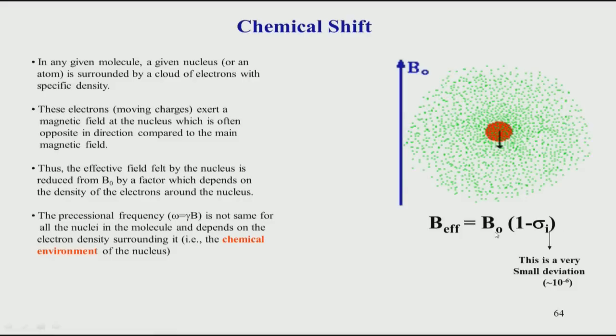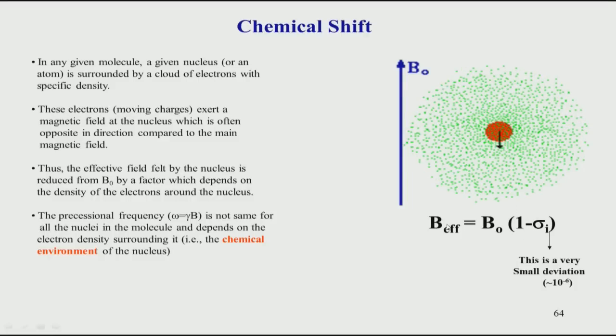So, what we are looking at is that the magnetic field around this nucleus, this red nucleus, is no longer B0, but has a small subtraction because of this negative field, and this is called shielding. Shielding means protected. The electrons around this nucleus are trying to protect, or shield, the nucleus from the main magnetic field, and that is why we use the word shielding. It is denoted by the parameter called sigma.